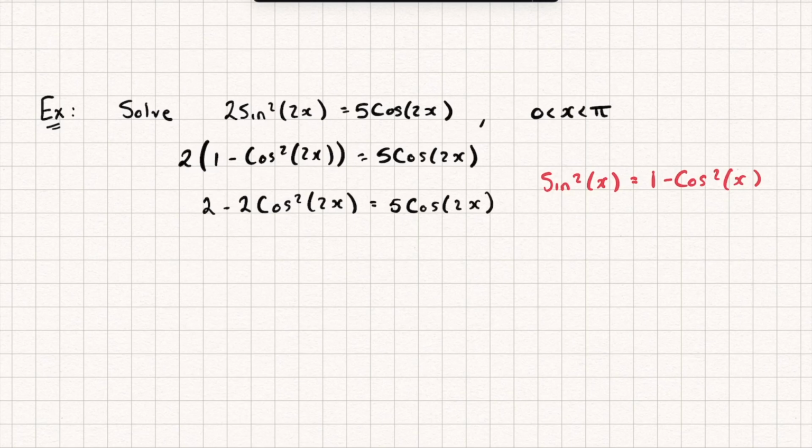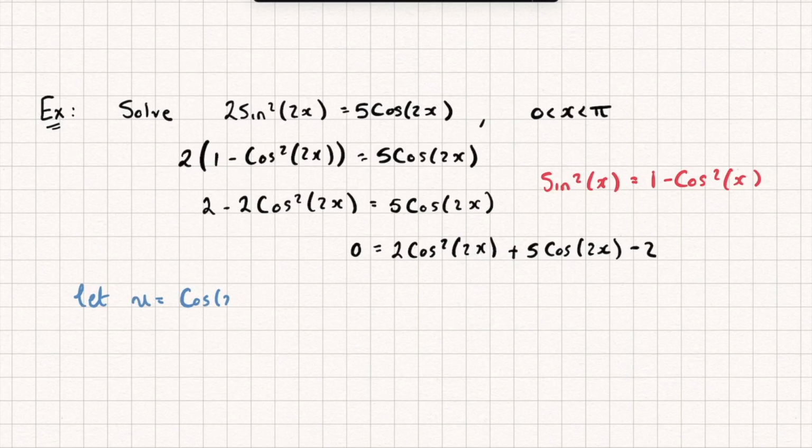Let's put everything onto the same side, and we get 0 equals 2 cos squared 2x plus 5 lots of cos of 2x minus 2, and that equals 0. Again, we've got a hidden quadratic now, so I'm going to use a substitution. I'm going to say let u equal cos of 2x.